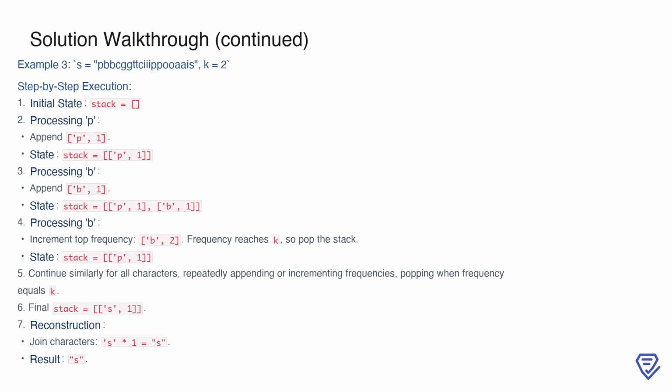After processing all characters, the stack contains S1. Reconstructing the result gives S, as all other adjacent duplicates have been eliminated. This concludes the walkthrough, illustrating how the stack efficiently handles removal of adjacent duplicates in a scalable manner.